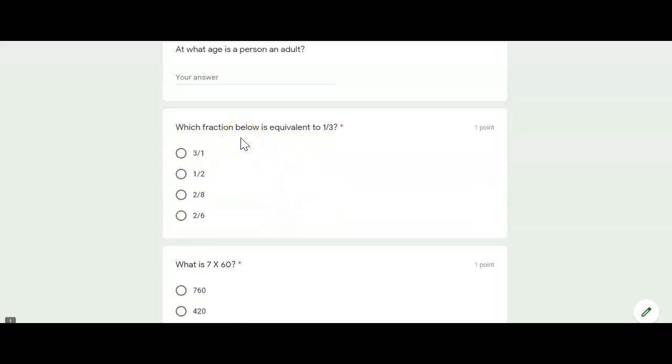The next one, what fraction below is equivalent to 1/3? This is something that we practiced quite a bit in the last few weeks with fractions. You can use your notebook to help you. If you need to make any drawings, you can go ahead and do that also. Choose what you think is the correct answer.